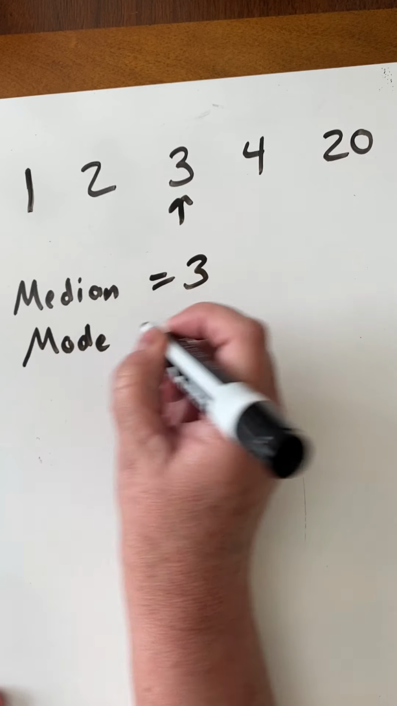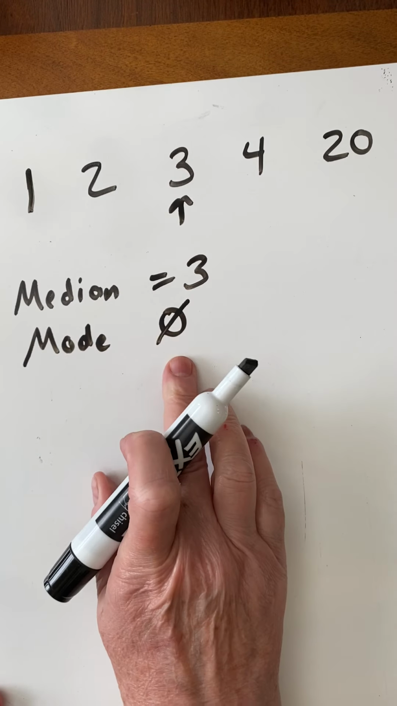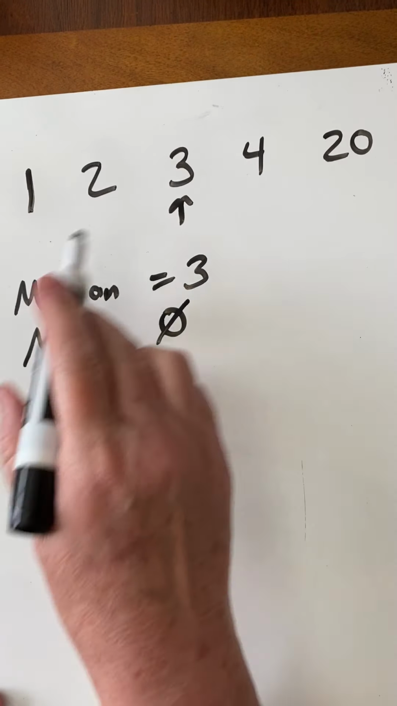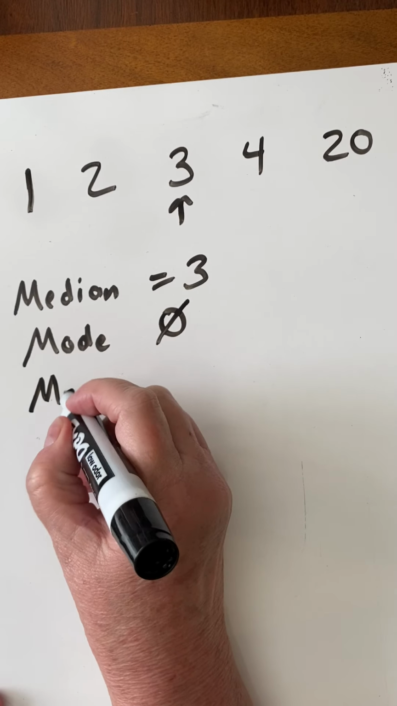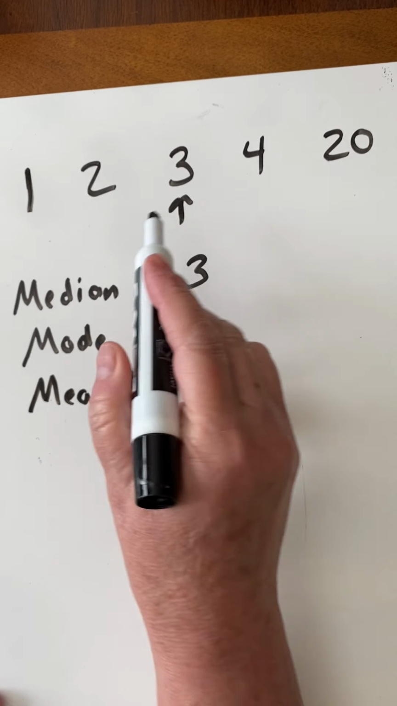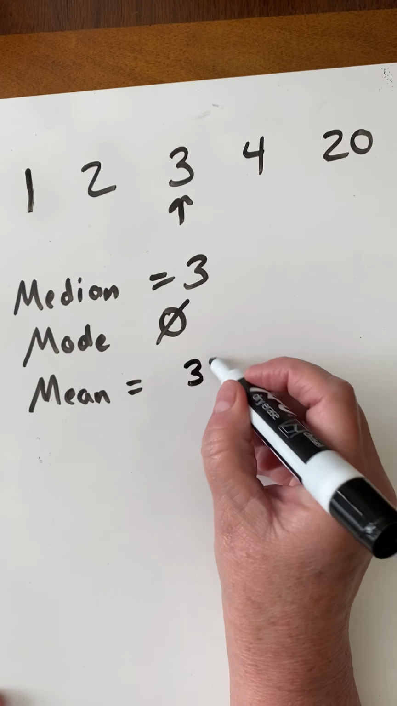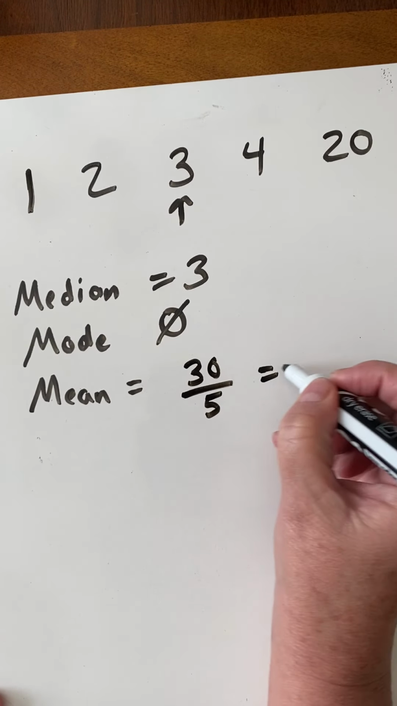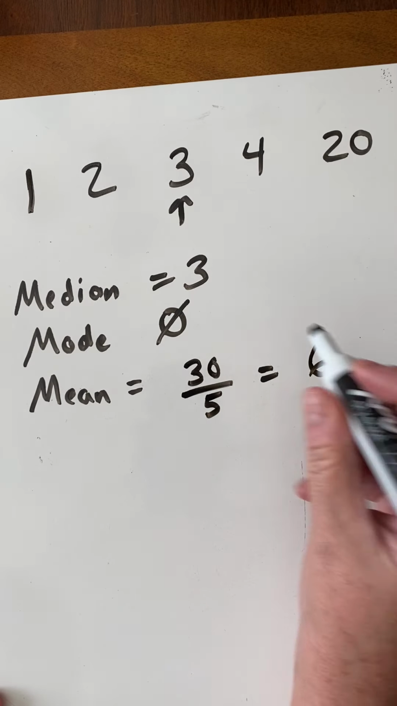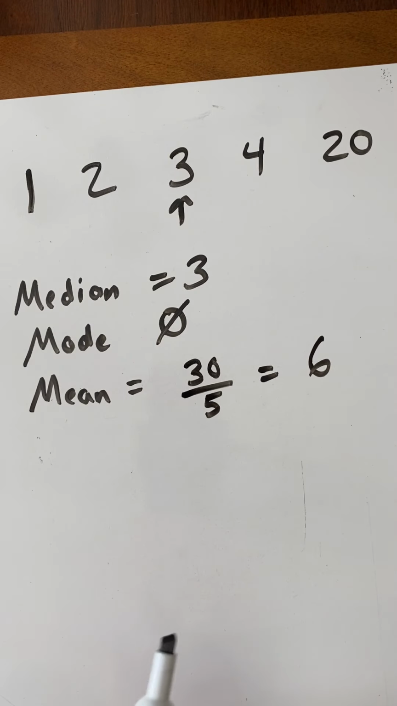Mode, I don't have a mode this time. So I'm going to put a 0 with an X through it because there is no mode. Nothing is repeated. My mean is going to equal, let's see, that's 7, 8, 9, 10. So it's going to be 30 divided by 5. So my mean is a 6, because I have 5 numbers right there. So my median's 3 and my mean is 6 right there.